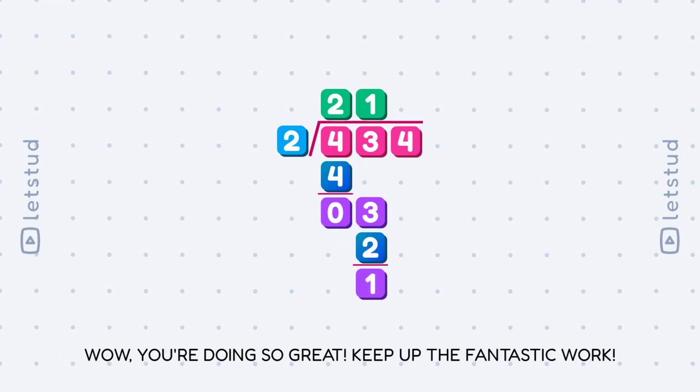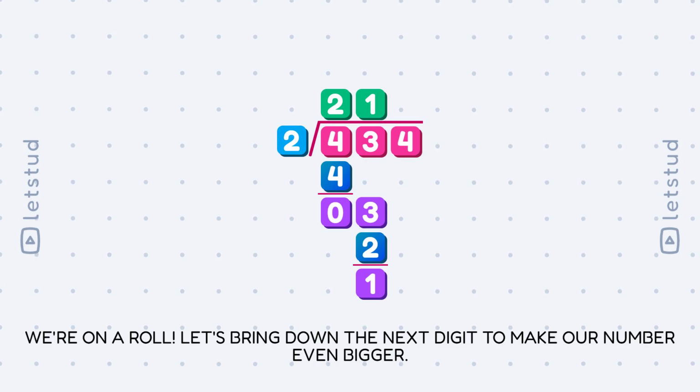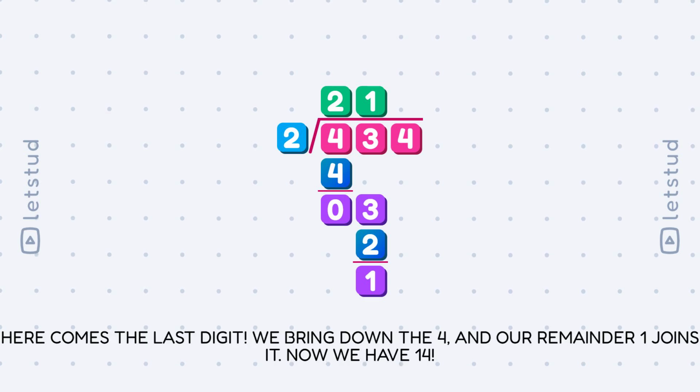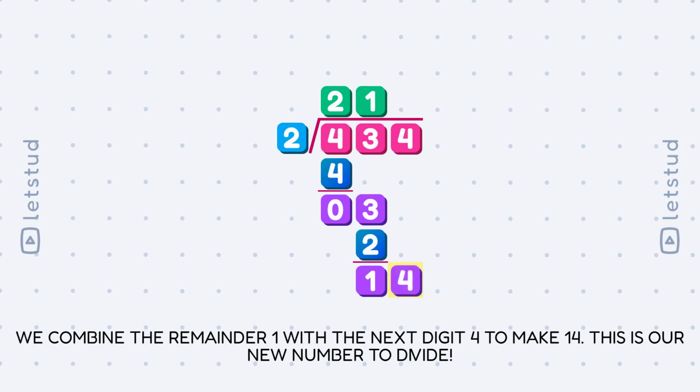Wow, you're doing so great. Keep up the fantastic work. We're on a roll. Let's bring down the next digit to make our number even bigger. Here comes the last digit. We bring down the 4 and our remainder 1 joins it. Now we have 14. We combine the remainder 1 with the next digit 4 to make 14. This is our new number to divide.